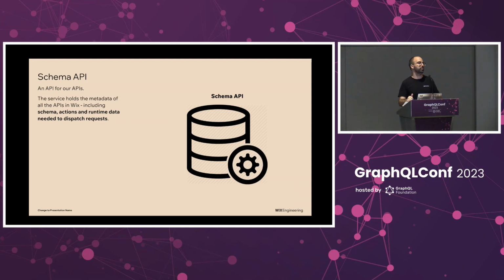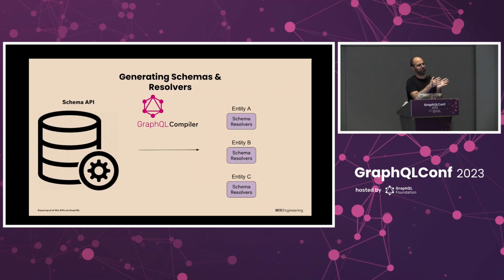We hold all of the schemas of all of the methods, all of the entities, all of the relations. I mean, everything is there, okay? So suddenly, we're in a state where we have a service which holds all of the metadata of our APIs. And then we built a compiler. What this compiler does is, every time there is a change within an entity, it generates both a schema and a resolver for that entity. Generating a schema is pretty easy because we already have the fields there.